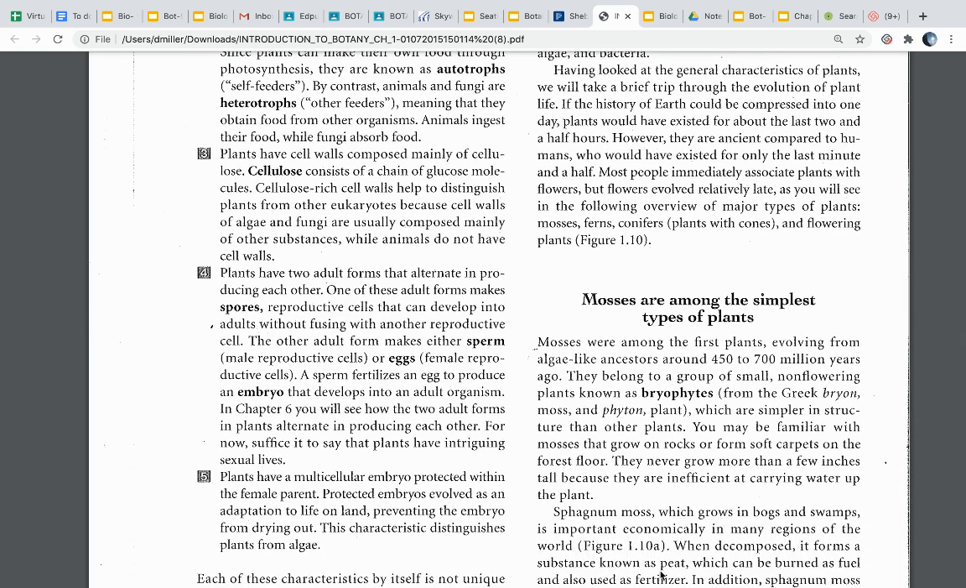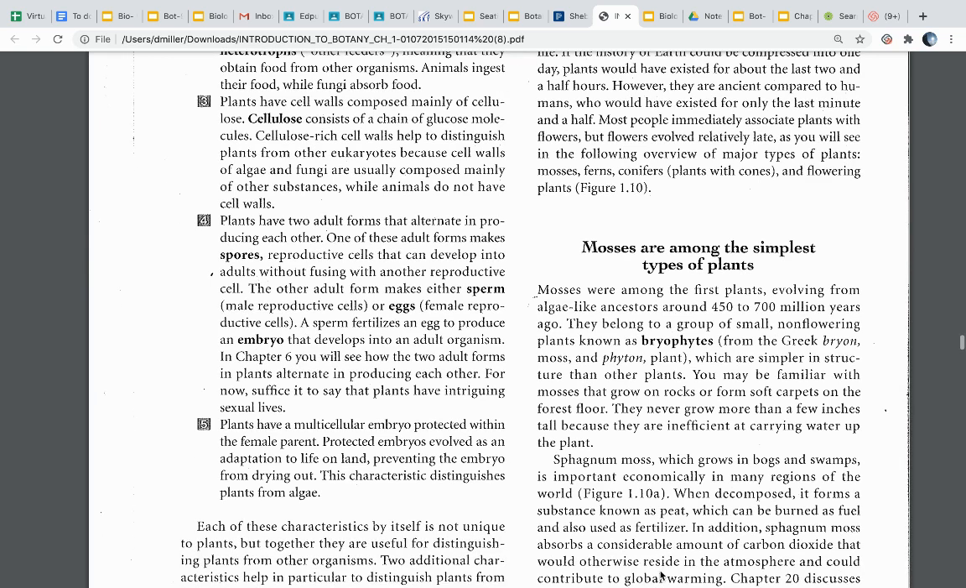Number 3. Plants have cell walls composed mainly of cellulose. Cellulose consists of a chain of glucose molecules. Cellulose-rich cell walls help to distinguish plants from other eukaryotes because cell walls of algae and fungi are usually composed mainly of other substances, while animals do not have cell walls.